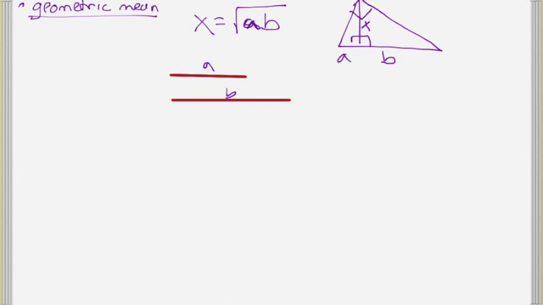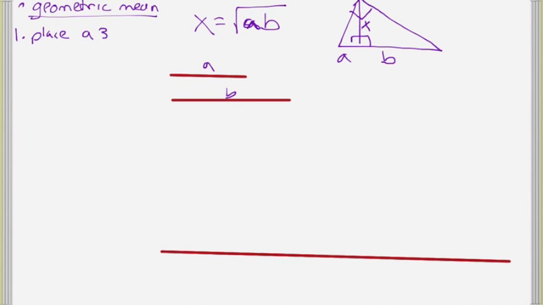And then we need a long line to build our construction on. Our first step is going to be to place A and B on the line.